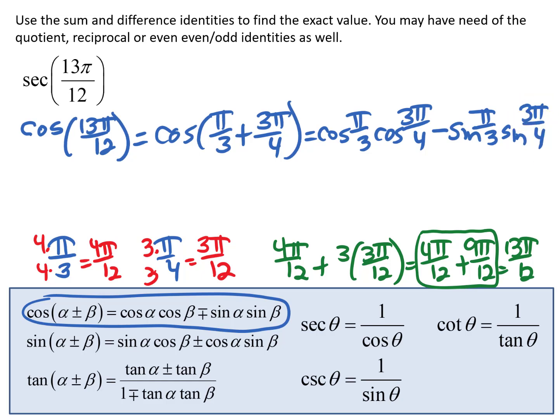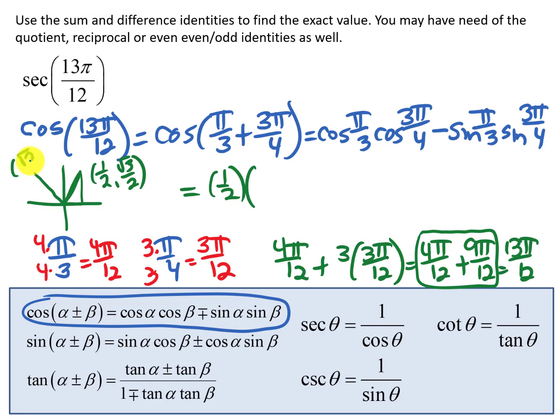Now I'm going to find these values. I'm going to think of my unit circle, and pi thirds is right here in quadrant 1, littler x, bigger y, so I know that one is 1/2 and square root 3 over 2. I need the cosine at pi thirds, so that's going to be 1/2. And then I need the cosine of 3 pi fourths. Well, 3 pi fourths is over here. We know the pi fourths are square root 2 over 2's, but we also know in quadrant 2 x values are negative. So I need the cosine, so that's going to be negative square root 2 over 2.